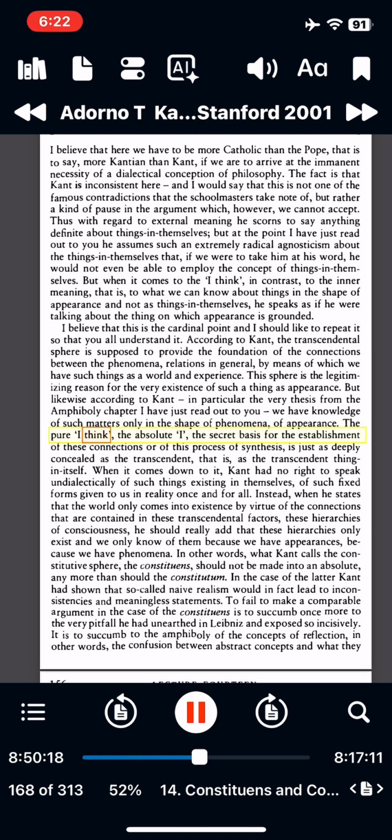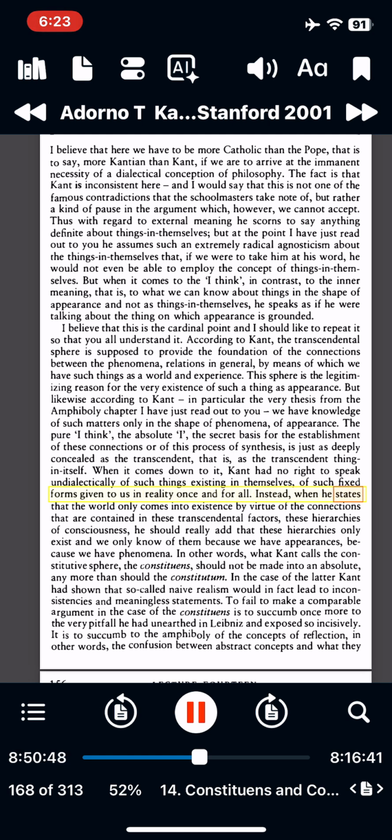The pure I think, the absolute I, the secret basis for the establishment of these connections or of this process of synthesis, is just as deeply concealed as the transcendent, that is, as the transcendent thing in itself. When it comes down to it, Kant had no right to speak undialectically of such things existing in themselves, of such fixed forms given to us in reality once and for all.